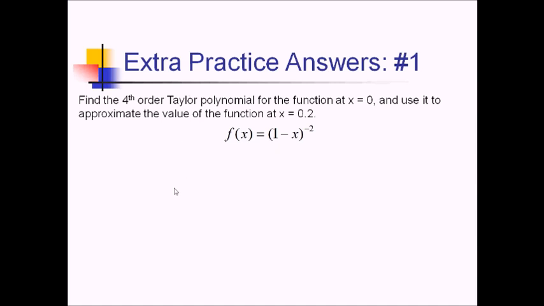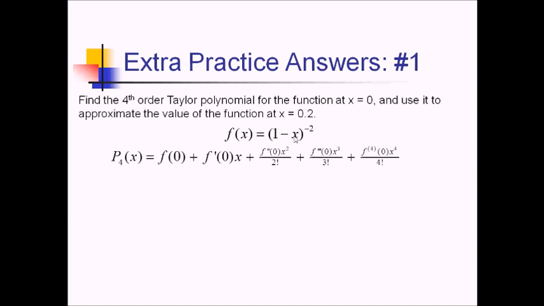So p sub 4 is going to be f of 0 plus f prime of 0 times x. Next we have f double prime of 0 over 2 factorial times x squared, f triple prime of 0 over 3 factorial times x cubed, and the fourth derivative of 0 times x to the fourth over 4 factorial. So we need to find all these derivatives and the function value.